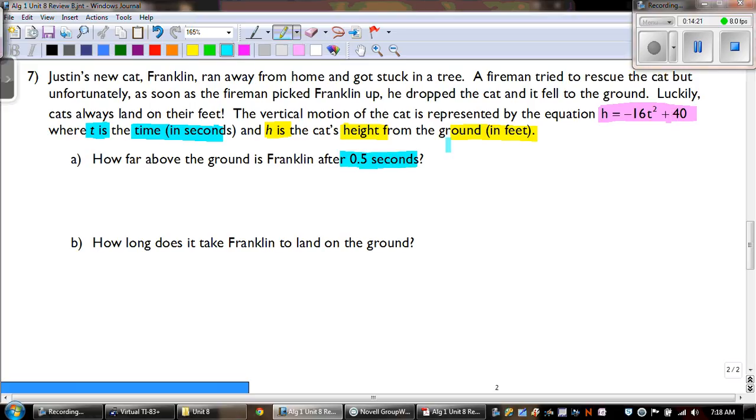Well, right away I know they tell us the seconds and that it's saying how far above the ground. That's our height. So we're looking for the height and our time is 0.5. Okay? So all we're going to do is plug into the equation negative 16t squared plus 40, and we're plugging in 0.5. Okay? So when you plug that into your calculators, what do you get? Remember to label your answer, and you should have gotten 36 feet.